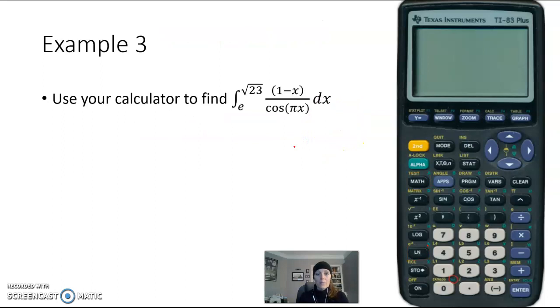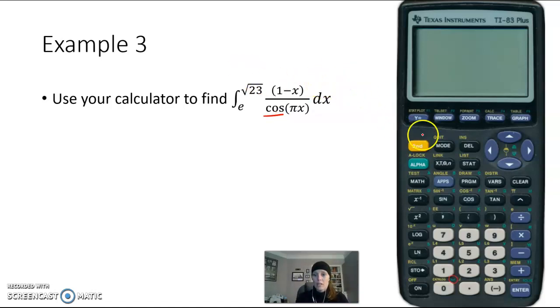One more example I want to do with you, and this is just really testing your ability to punch things into a calculator. That's really the whole point here. But I do want you to pay attention real quick before we do a trig function. You have to make sure that your calculator is in radian mode. So you can check that by pressing the mode button.